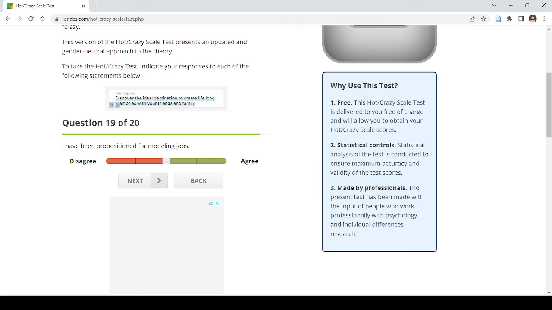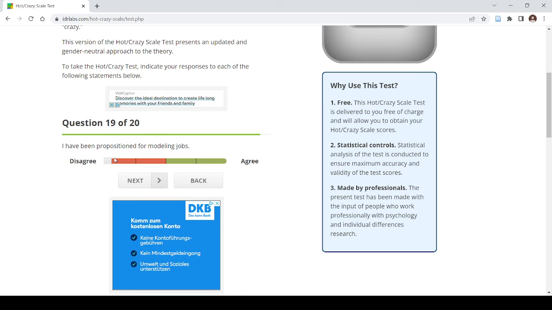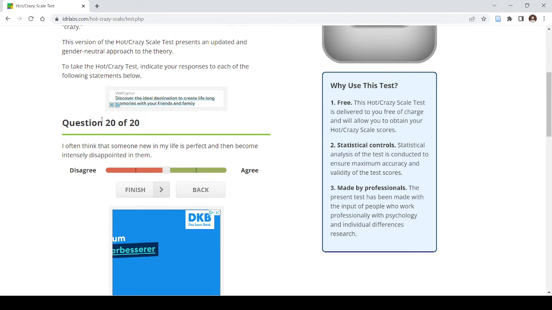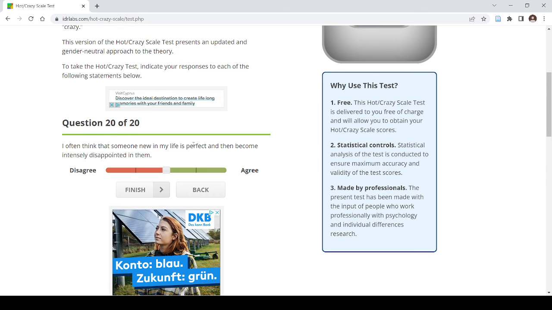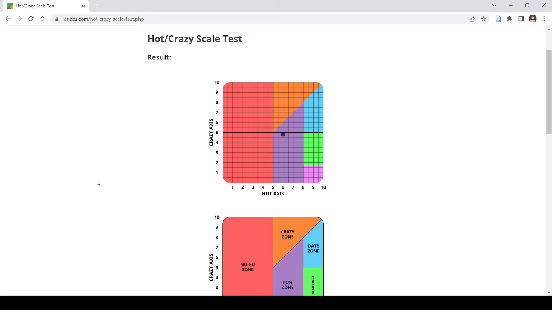Okay, I have been propositioned for modeling jobs. Has never happened unless we're talking about prank calls or something like that. And here we are, last question. I often think that someone new in my life is perfect and then become intensely disappointed in them. I do kinda idealize some people sometimes, but I don't think that is entirely true. Okay, so give me my result. I am in the fun zone. Somewhat hot and just a little crazy.